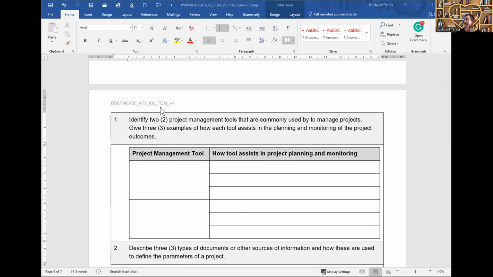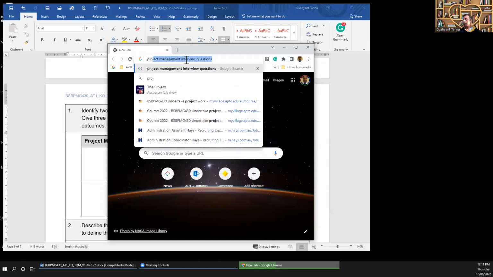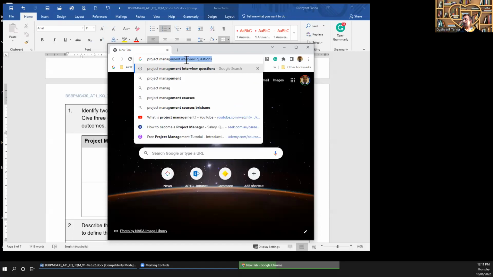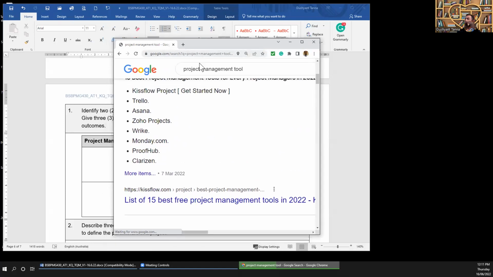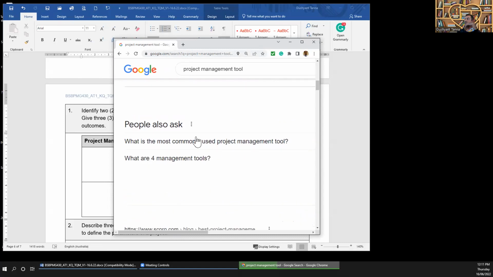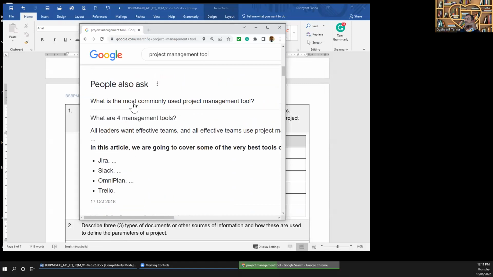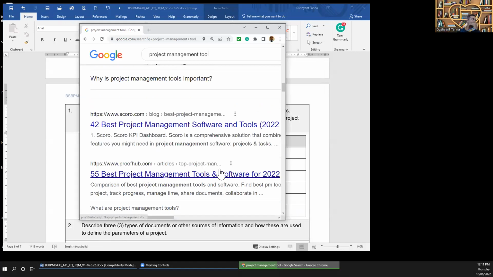We already talked about some of it, but if you still need to go deeper, just search for project management tool, and you will have a great list of them. Kissflow Project, Trello, Asana, Zoho, Wrike, Monday.com, Jira, Slack, and a couple of others. Commonly used, you will see a lot of it. So a lot of help is available.